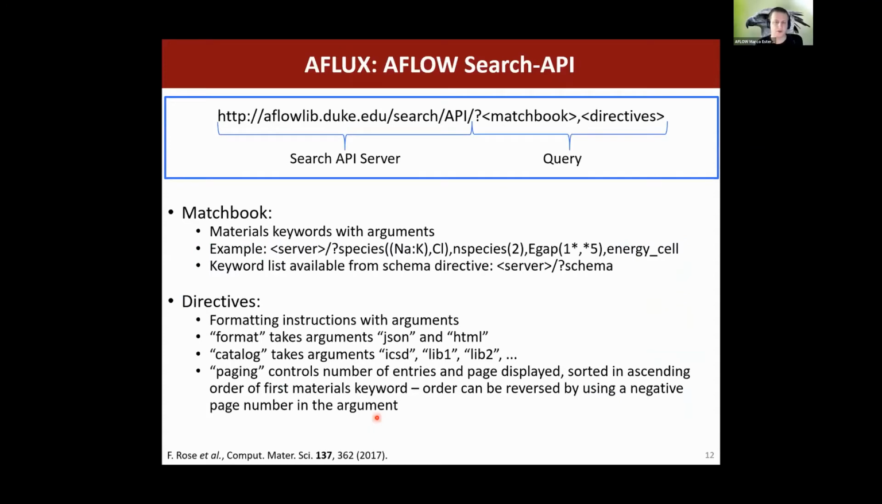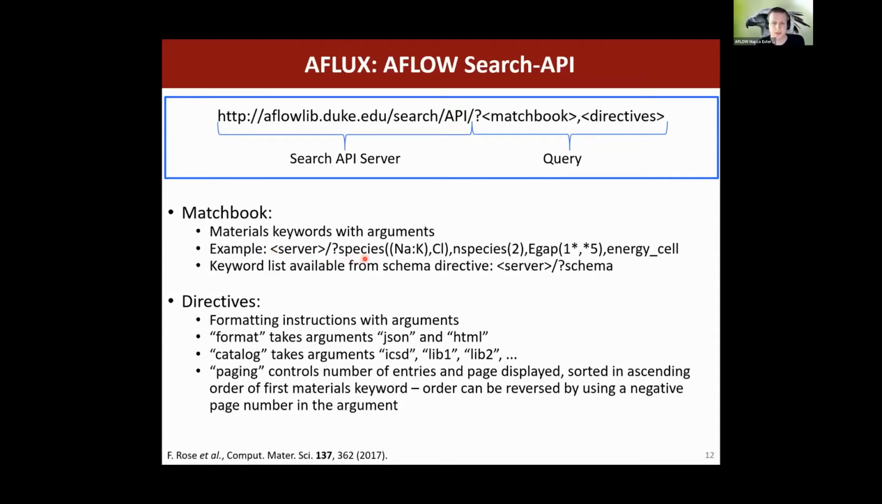Here's an example of how to use an AFLUX query. We have a server, just like with the REST API, and then we have 2 different parts of it. The first one is a matchbook. The second one is a so-called directive. And I will explain now how these 2 work. The matchbook is essentially your search query just converted into an actual command.